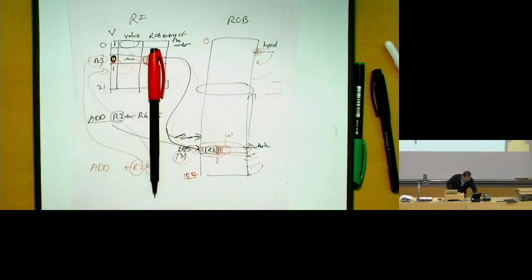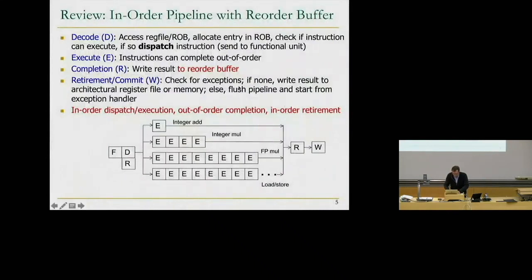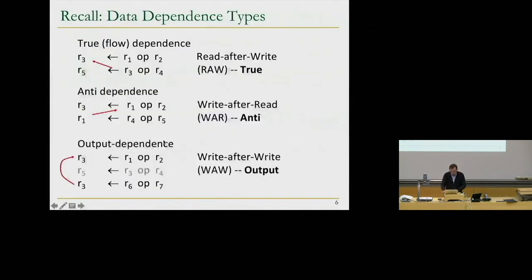Okay, let me switch back to this. Hopefully it did switch. That's good. So we've already built this pipeline. I'm not going to go over this in detail. We just covered this, actually. And always recall these data dependence types. We've now eliminated the anti and output dependencies.